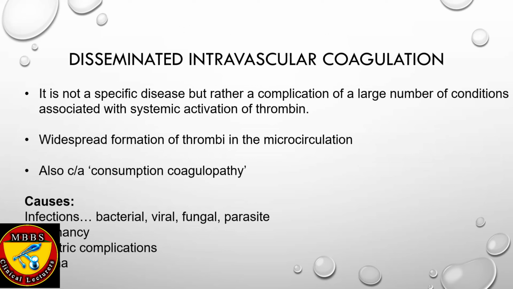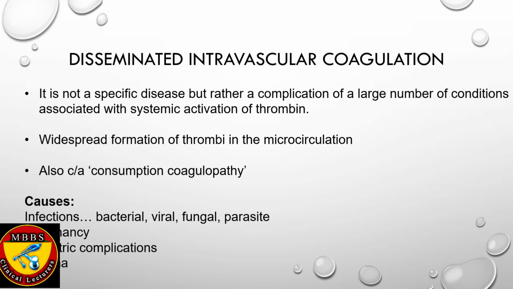So we begin our lecture with our first objective, which is DIC. Remember that DIC is not a specific disease, but a complication of a large number of conditions, which is associated with systemic activation of thrombin. As you all know, thrombin is the principal enzyme of hemostasis, and it activates the procoagulant factors and also helps in the formation of clot. It helps in the formation of thrombi.